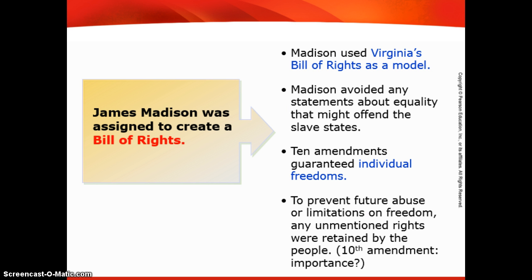James Madison was assigned to create a Bill of Rights. Remember, he's the father of the Constitution. He will write the Bill of Rights as well, using Virginia's as a model. Madison avoided any statements about equality that might offend the slave states, and 10 amendments guaranteed individual freedoms. To prevent future abuse or limitations on freedom, any unmentioned rights were retained by the people.